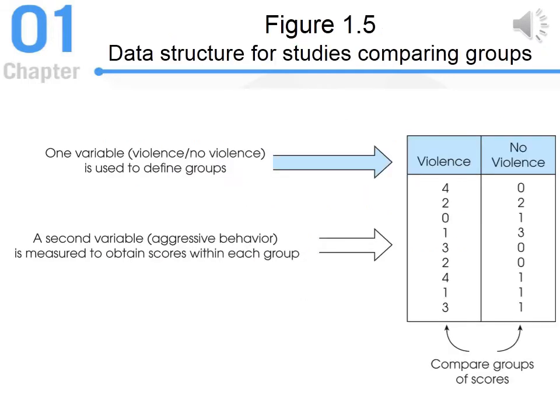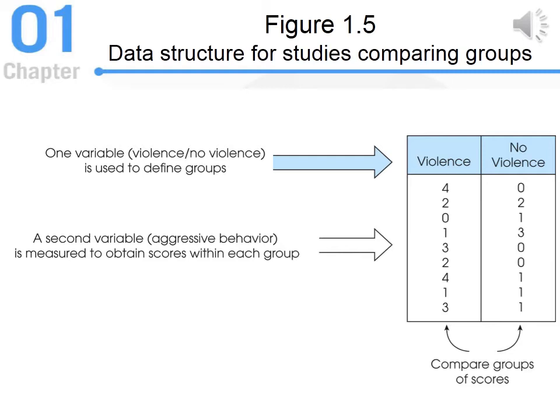Here's an example of data structure 2. In a study, a classroom of school children was divided into two groups. One group saw a 30-minute video that contained acts of cartoon violence. The other group saw a different 30-minute video that was a cartoon comedy and contained no acts of violence. Then, when the children were at recess, their behavior was observed and coded for instances of aggressive behavior.